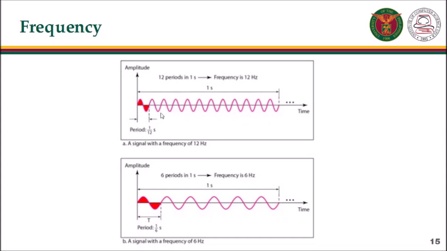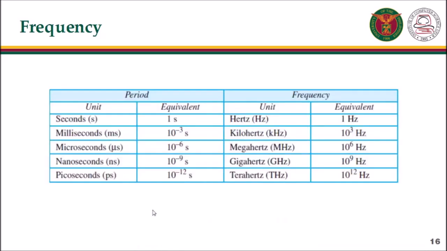In this picture, there are 12 periods in 1 second. Hence, the frequency is 12. In this image, there are 6 periods in 1 second. The frequency is 6. Here are the units of period and frequency.